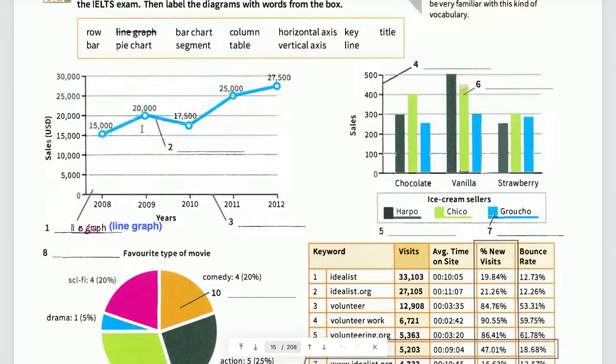I mean, we have a graph with all the lines there. Okay, that's what we call a line graph. So the first graph is what we call a line graph. Okay. Now, how about number two?